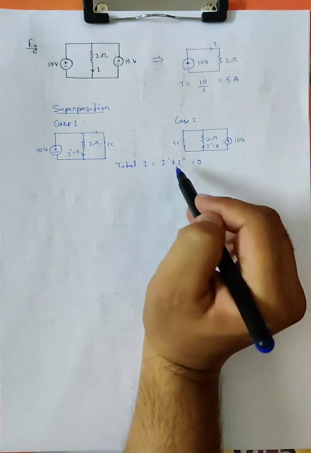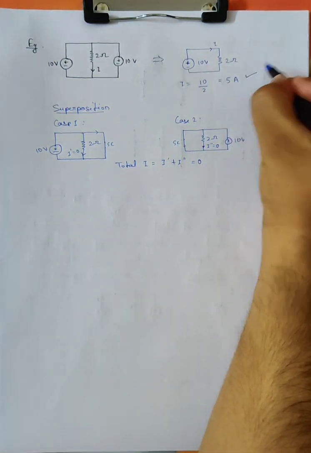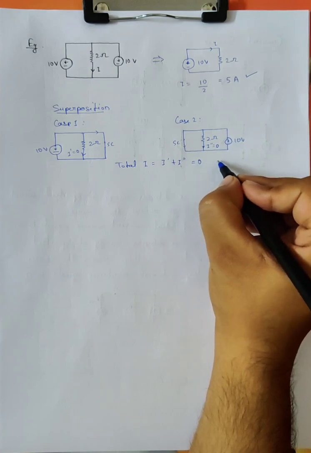The answer from this solution is 5 ampere, and from this solution it is 0 ampere. This answer is correct, 5 ampere. 0 is wrong.